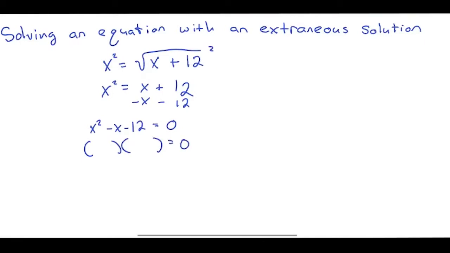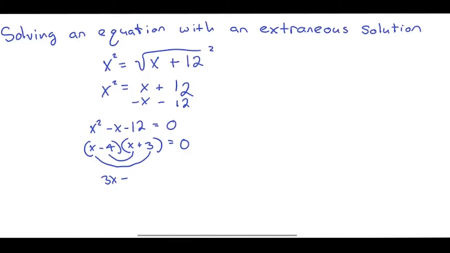It's x squared, so I know both parentheses get an x. I need two numbers that multiply together to be negative 12, but add together to be negative 1. If I factor that, that's going to be a negative 4 and a positive 3. If I do my outer inner test, that's 3x, and my inner is minus 4x. Well, 3x minus 4x is negative 1x, which is negative x. So that works.